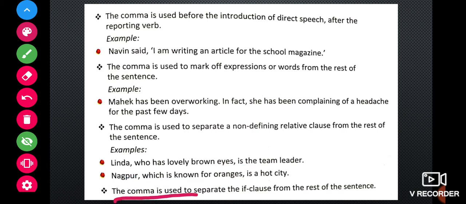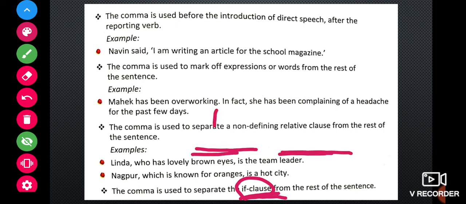The comma is used to separate the if clause from the rest of the sentence. So we have also studied what are if clauses in the past when we were studying types of clauses. So comma is also used to separate the if clause from the rest of the sentence. That means if there are two sentences and if any of these sentences is an if clause, then that is separated by a comma from the rest of the sentence.